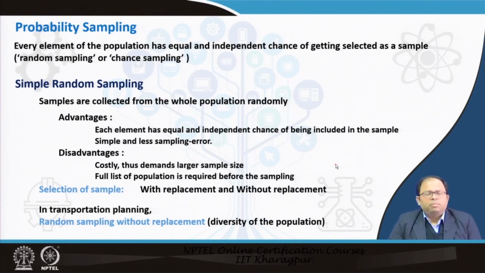Now in transportation planning, most of the random sampling is done without replacement. This is done so that we can improve the heterogeneity or the diversity of the population.